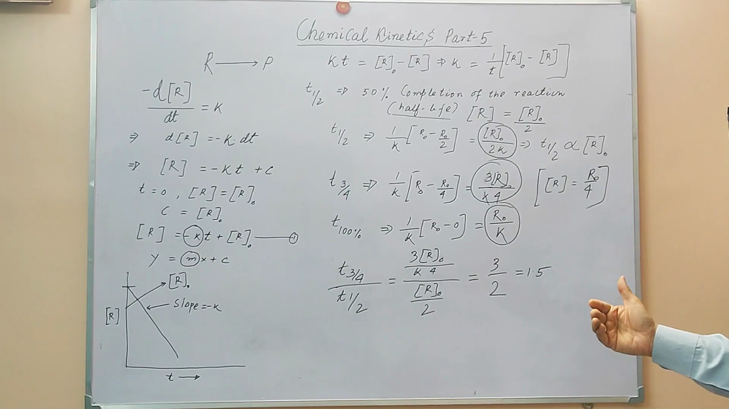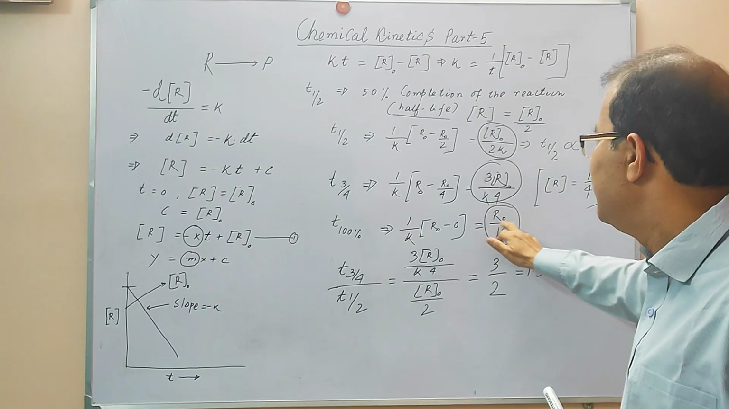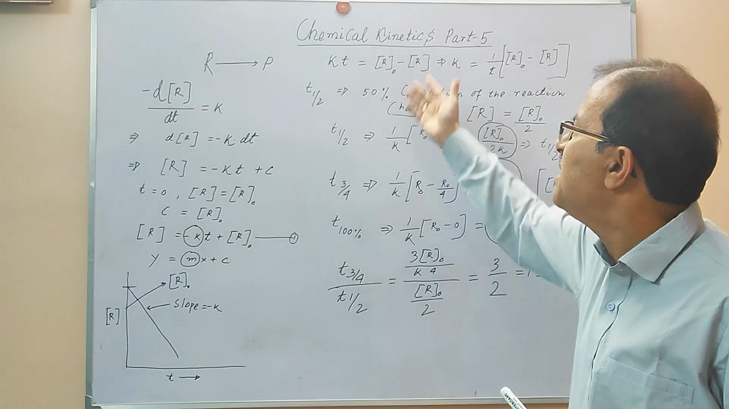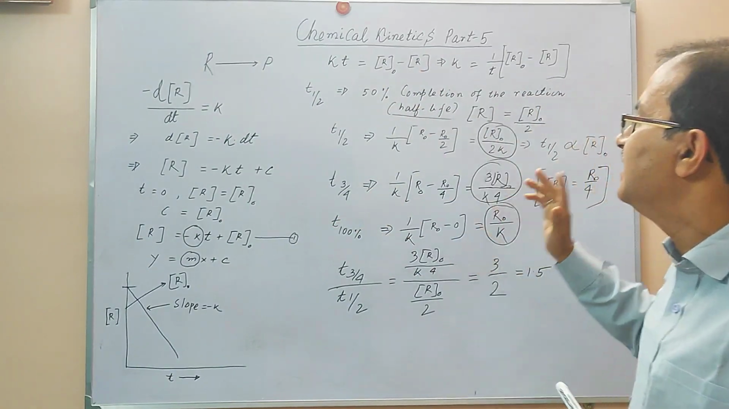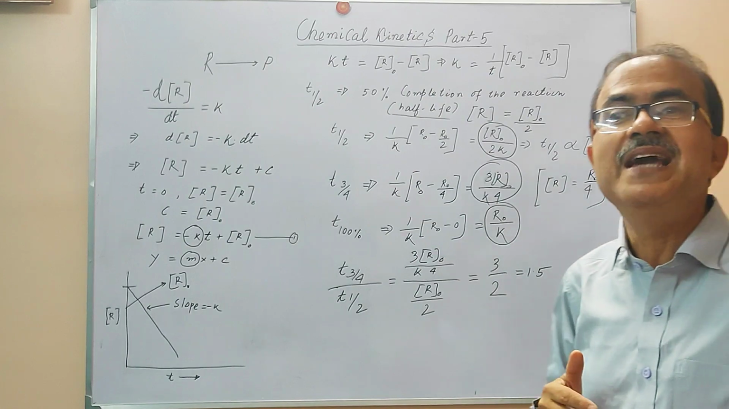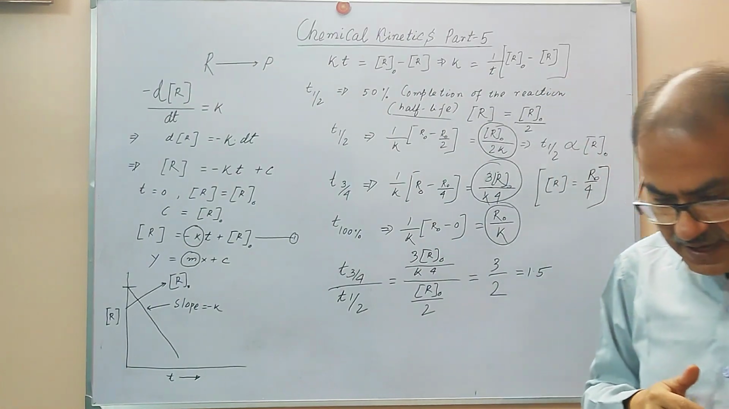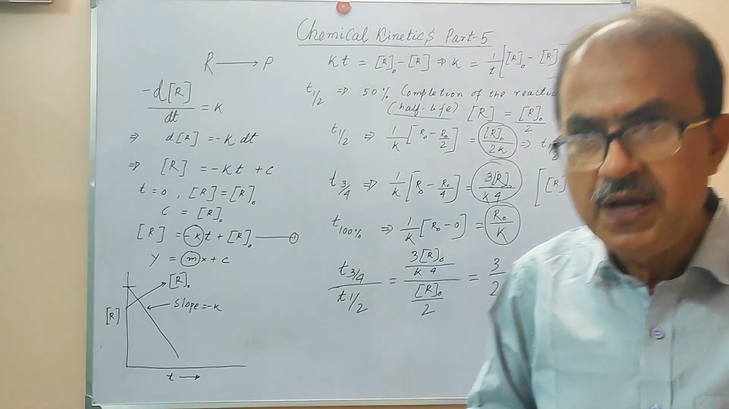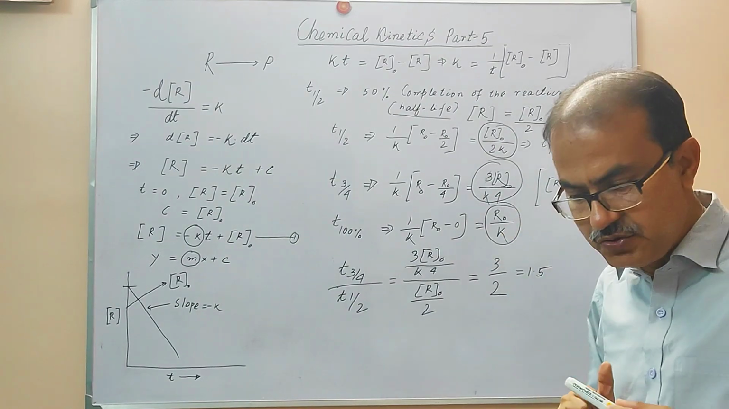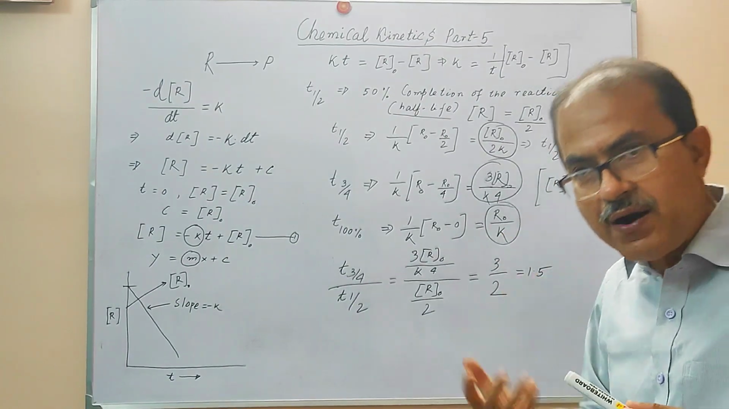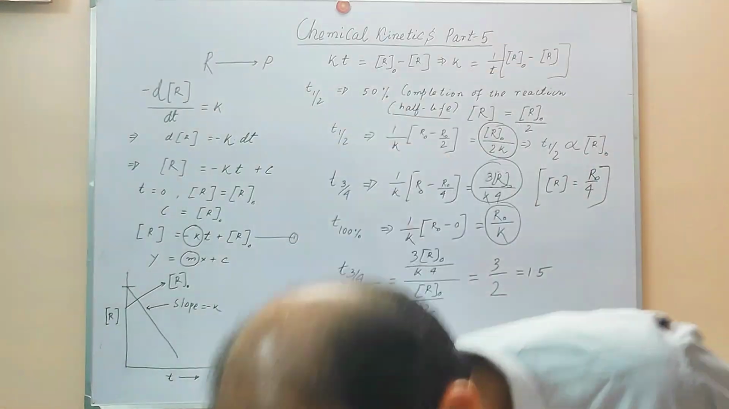Accordingly, we can find out this also. T 100% divided by T1/2, that will be twice the T half. Okay, I think that is very clear to you. Now we will do some numericals to make our concept more and more clear.